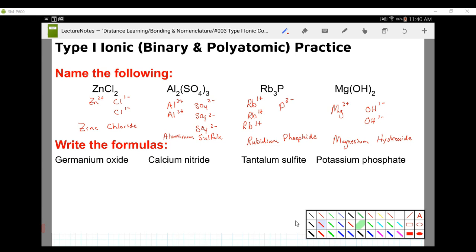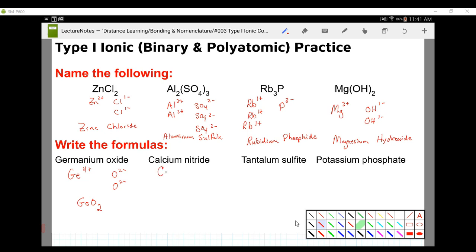Going in reverse, we have germanium oxide. So germanium, using the front of your periodic table, is 4 plus. Oxide refers to oxygen, which is 2 minus. I need those charges to balance. Right now I have a positive 4, but only a negative 2. So I need to make them equivalent to each other. I can make this into a negative 4 by getting 2 of those oxide ions. So my formula unit would be GeO2.